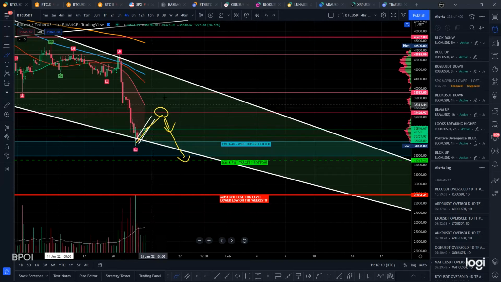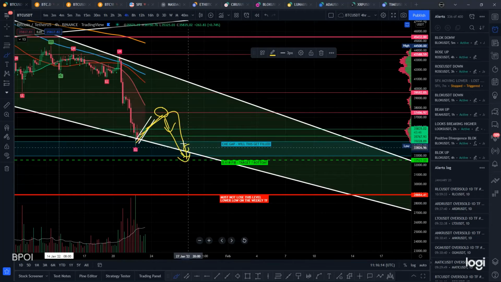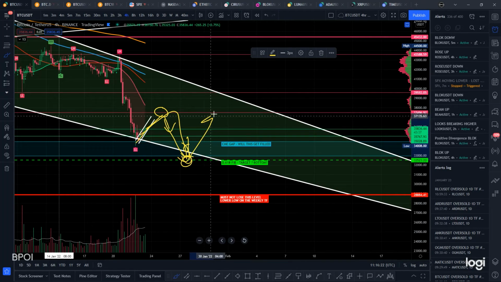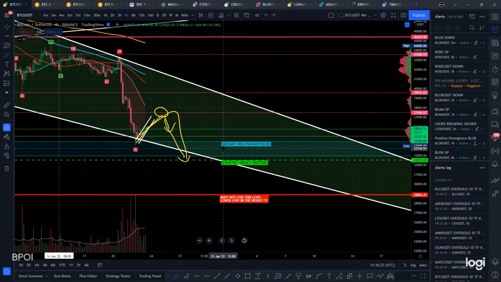So we're still in this falling wedge, remember. Okay, so we may well dip below, break down below this lower trend line, fill the CME gap, hit this target area, and then we'll see a strong bounce from Bitcoin.